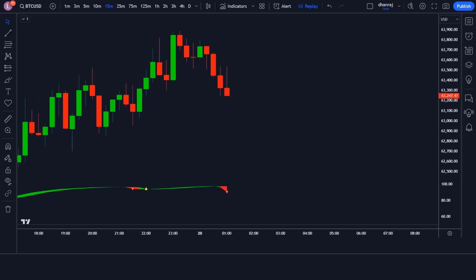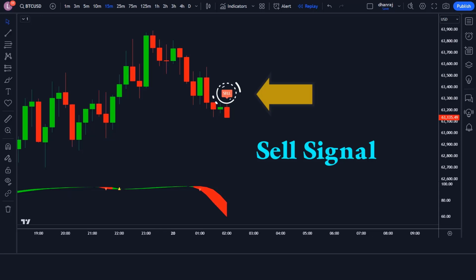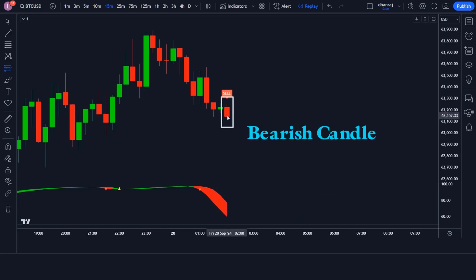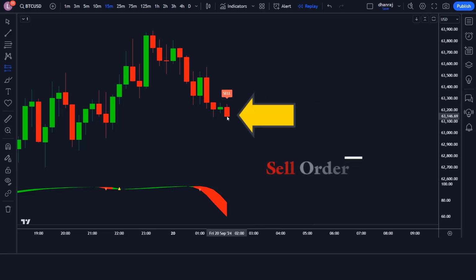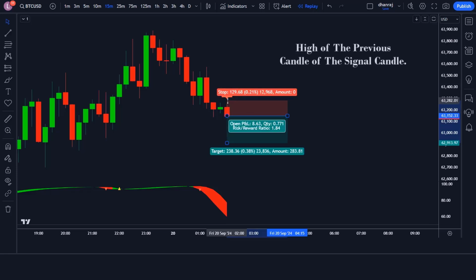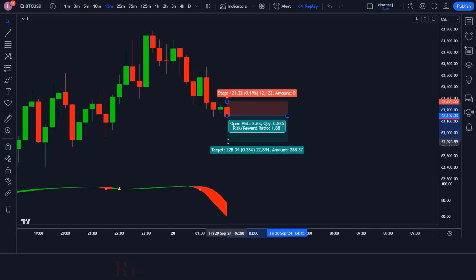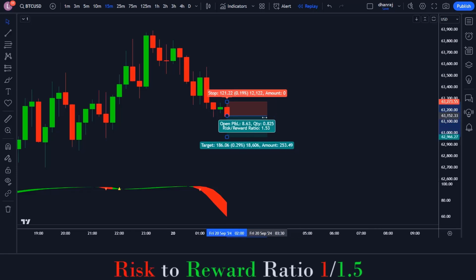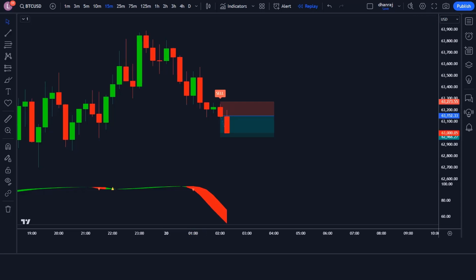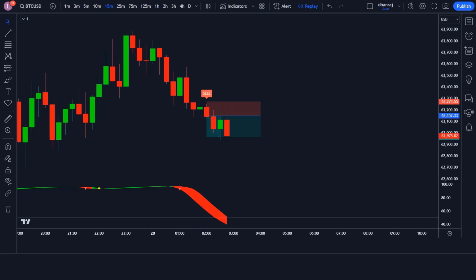Let's see how we use these trading setups. When the kernel switch indicator gives us a sell signal, when the RSI trend indicator shows RSI downtrend, and when the market forms a bearish candle, if this condition is fulfilled, then we will place a sell order. Our stop loss is to be placed at the high of the previous candle of the signal candle, and the risk to reward ratio will be 1:1.5. The market has completely hit the target.